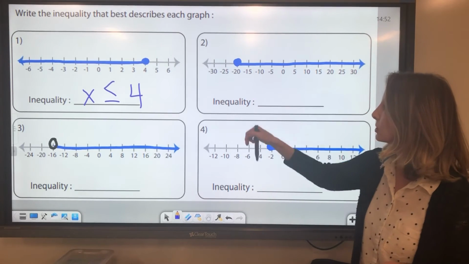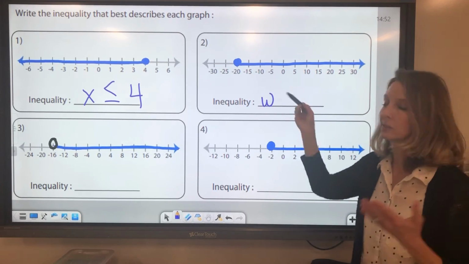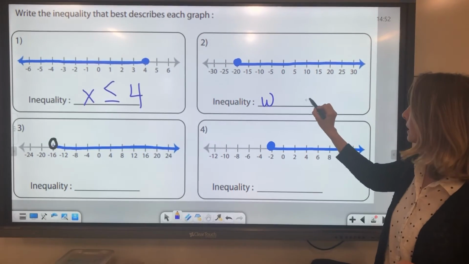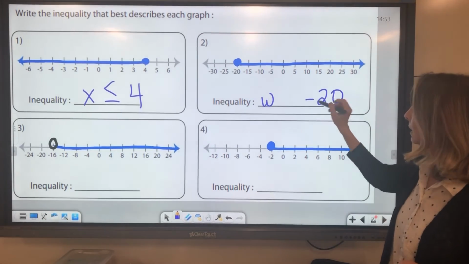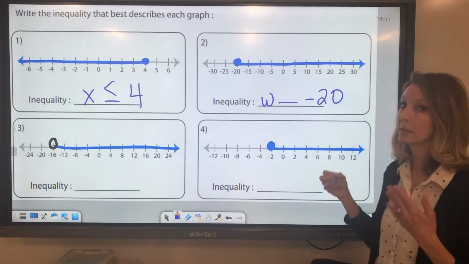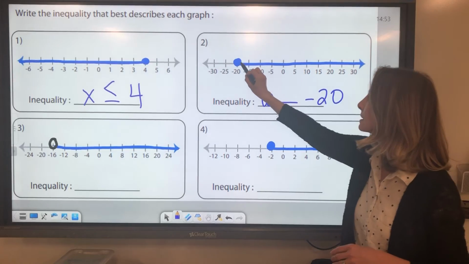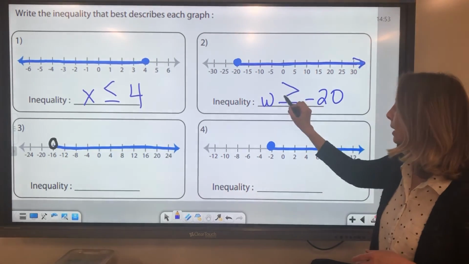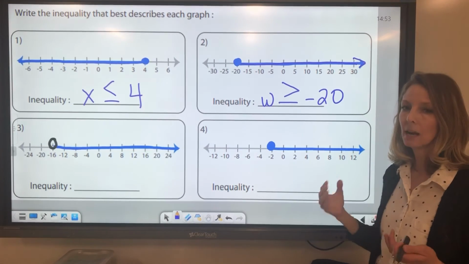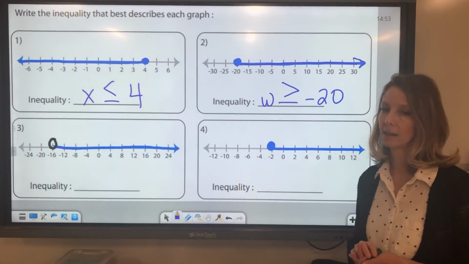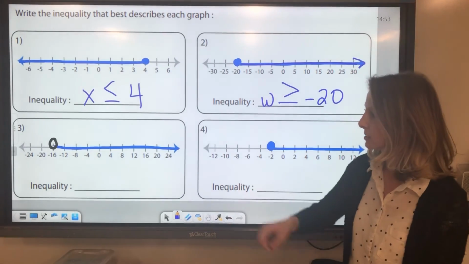All right, number 2. Here's my variable. We'll use a different one this time. We'll use w. My dot is on -20. It's a colored in, it's a filled in circle, so it does mean or equal to. And I see that my line is going to the right, getting larger or greater than. So we're saying w can be anything that is equal to -20 or is larger than -20. All right, let's try 2 more.